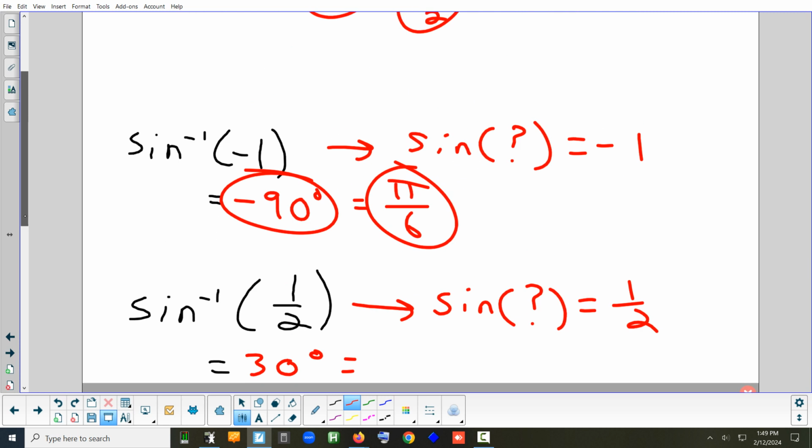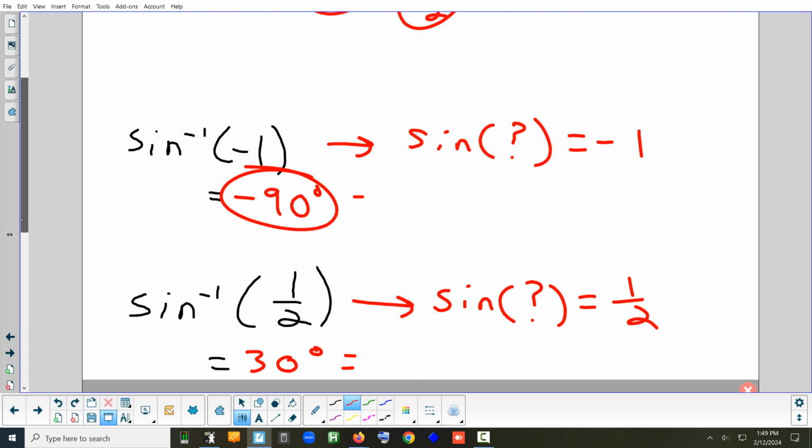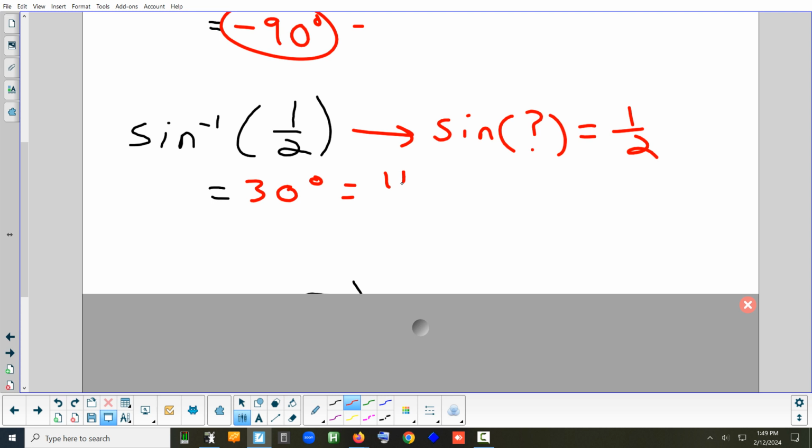Whoops. Wait, did my page move on me? Or I messed up. 30 degrees is pi over 6.